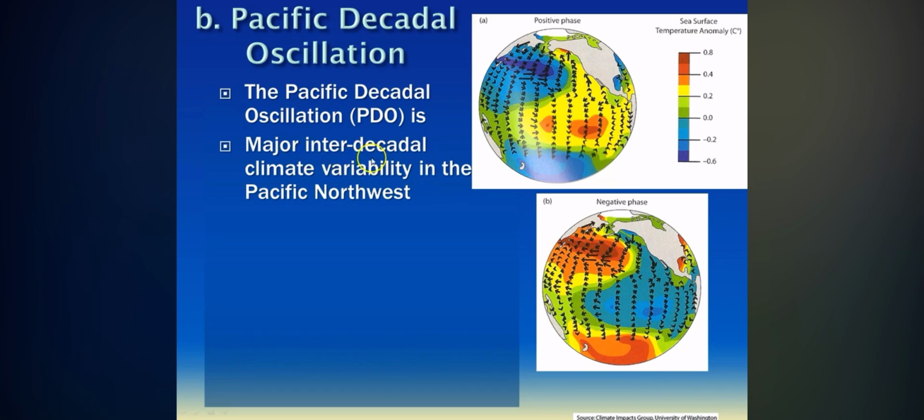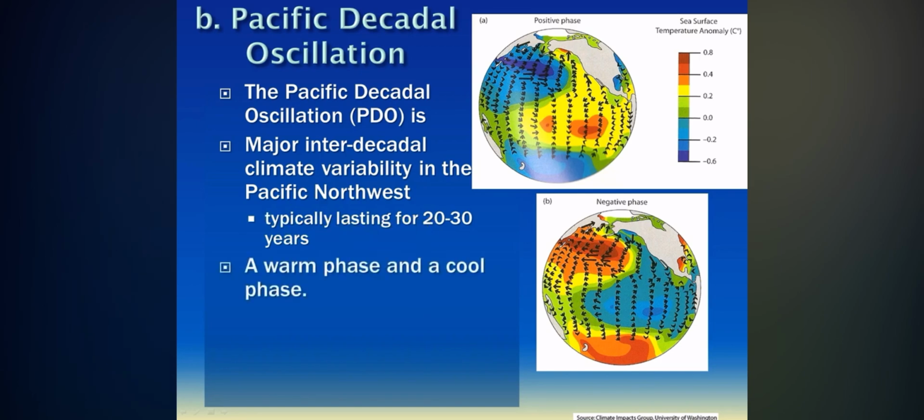Interdecadal, in other words, between decades, so many years, not like the El Nino and La Nina, which are just a few years apart. This would take place over 2 or 3 decades or something like that. Typically lasting for 20 to 30 years. The warm phase and the cool phase. This is the warm phase here, this is the cool phase here.